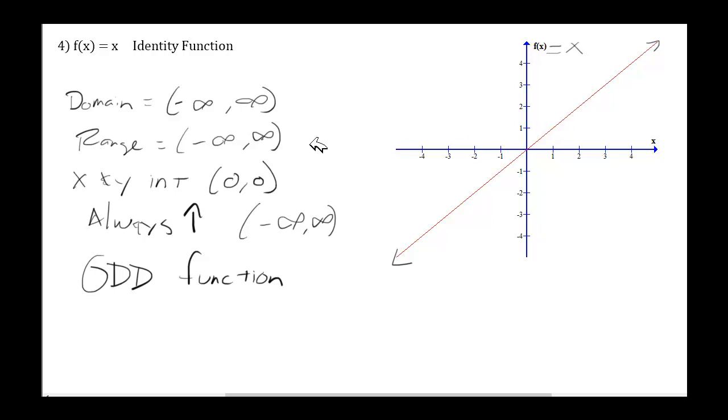Its domain's everything, and its range is everything. We have one intercept at 0, 0, and this guy is always increasing. This is an odd function. This function is very important to us once we get to composition of functions, but the identity function, what you put in is what you get out.